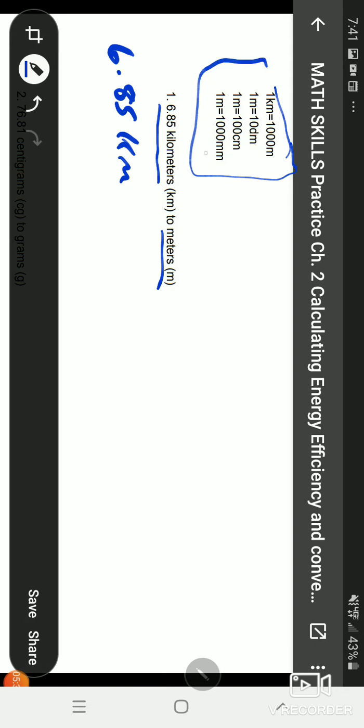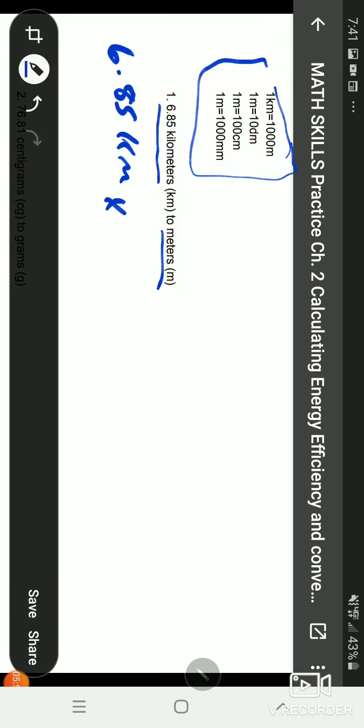We want to get to meters. So if I look at this, is there any of these that say kilometers to meters? Well, obviously there's the top one. So I know that for every 1 kilometer, there's 1,000 meters. I'm trying to get to meters from kilometers. It's just a one-step conversion problem. It's fairly easy. So I'm going to multiply this by 1 kilometer per 1,000 meters.